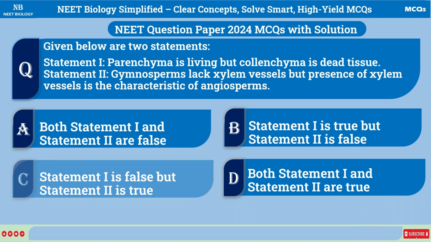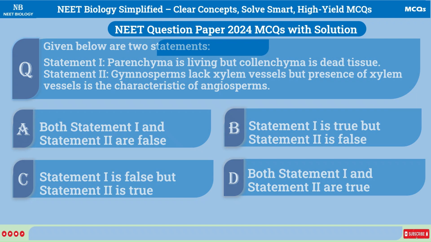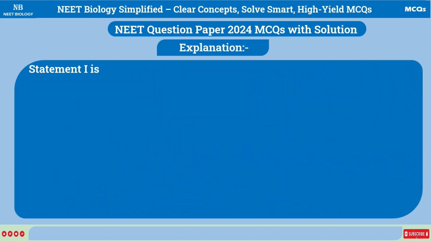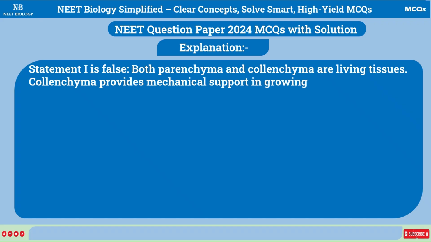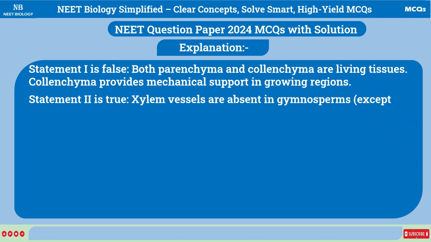Correct answer is C. Statement 1 is false but statement 2 is true. Explanation. Statement 1 is false. Both parenchyma and collenchyma are living tissues. Collenchyma provides mechanical support in growing regions. Statement 2 is true. Xylem vessels are absent in gymnosperms, except gnetales, and are typical of angiosperms.